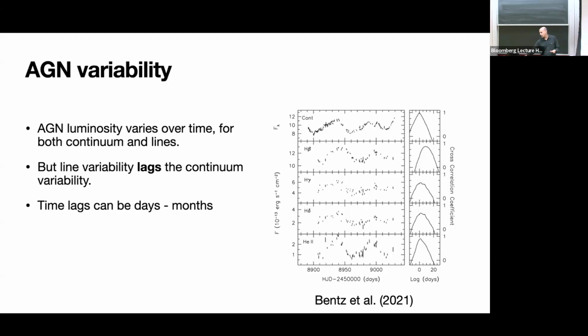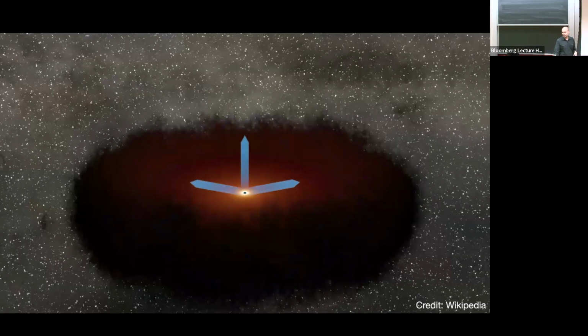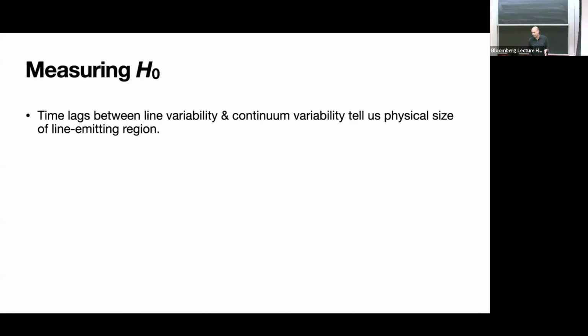This is a movie, just illustrating that fact. There's a lag. Good. So now, how do you measure Hubble? Now it's obvious. Again, the time lags measure for us the physical size. More precisely, you measure the Green's function, the transfer function between the continuum and the line variability. You measure the transfer function in seconds, and therefore it tells you the profile in centimeters.